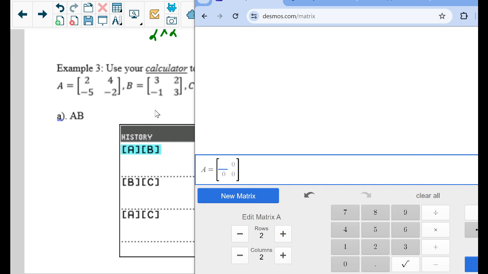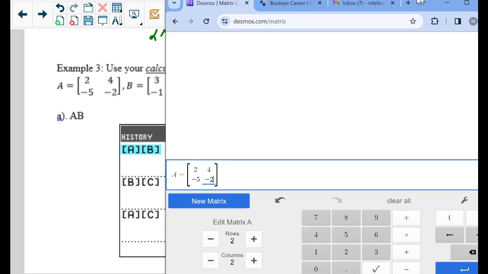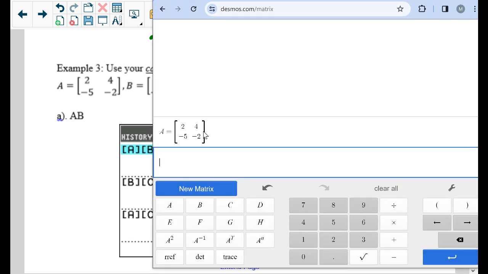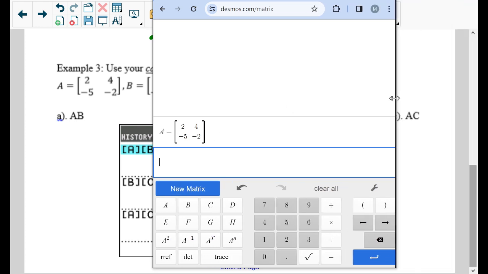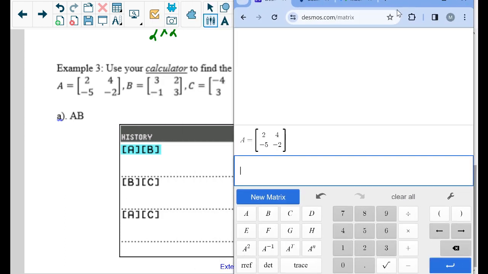2, 4, negative 5, and negative 2. And there's my matrix. I'm just going to hit the enter button, and it puts matrix A in there for me. Okay? There's matrix A.